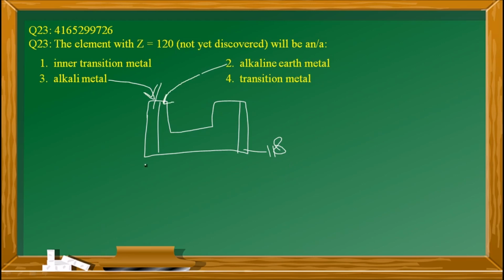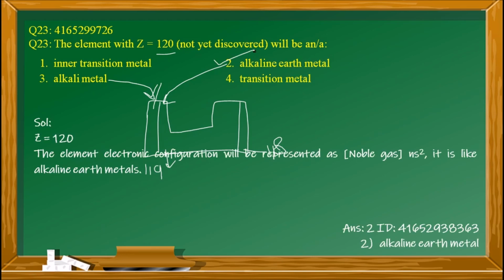If 119, it is going to the 8s orbital. If you write down the electronic configuration as per the Moeller electronic configuration chart, the next electron goes into the 8s orbital. It is going to be an alkali metal. If it is 119, it is going to be an alkali metal. Since they are asking about 120, it is going to take part in 8s2, which means the element is going to be an alkaline earth metal. Option number 2 is the correct option, friends.